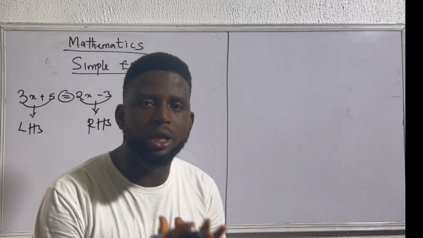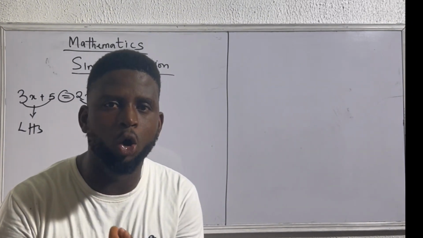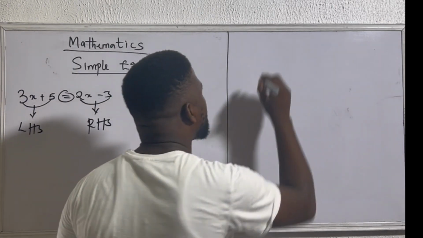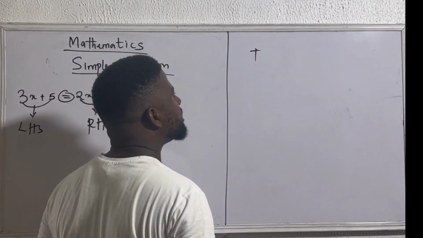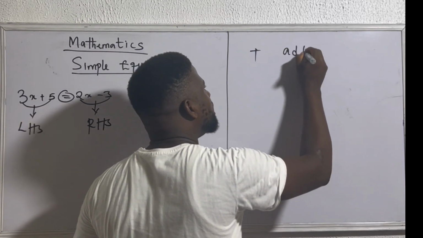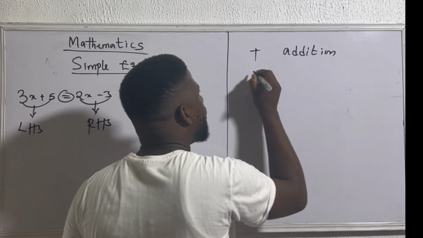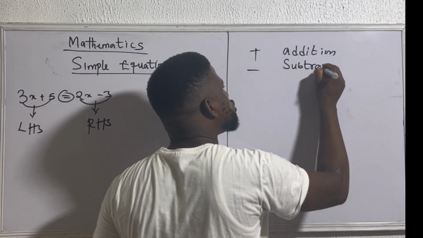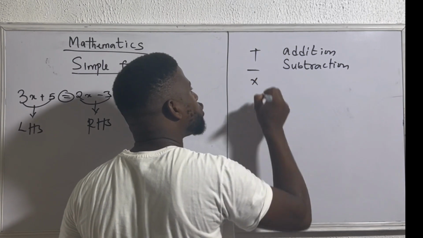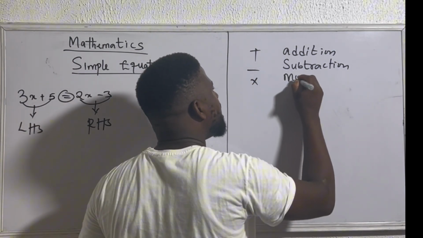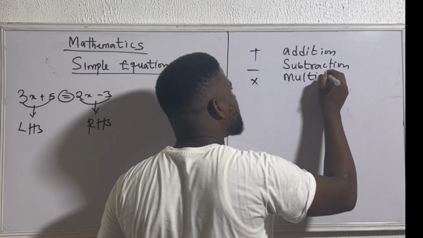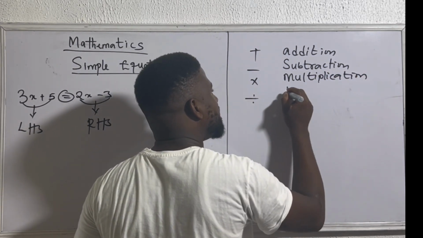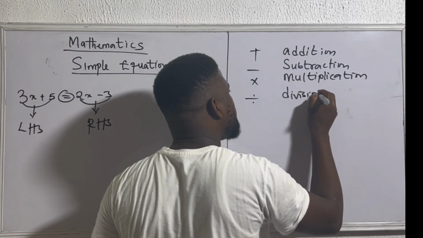Now, an operator in mathematics is any symbol that indicates an operation to be carried out. For example, we have the positive symbol that indicates that an addition is to be carried out, right? We have the negative symbol that indicates that a subtraction is to be carried out. We have the product symbol that indicates that a multiplication is to be carried out. We also have the division symbol that indicates a division is to be carried out.